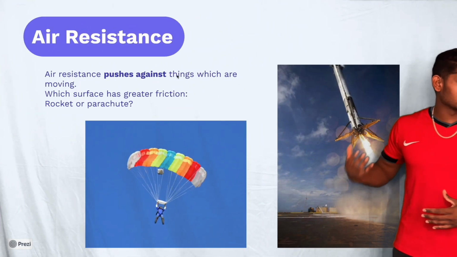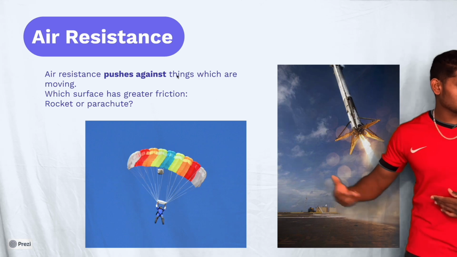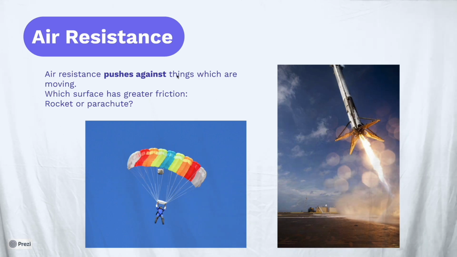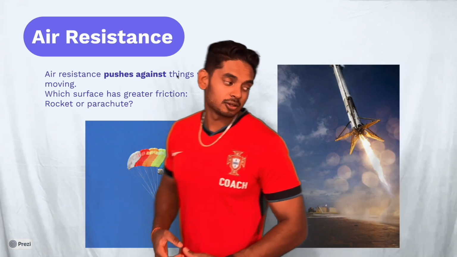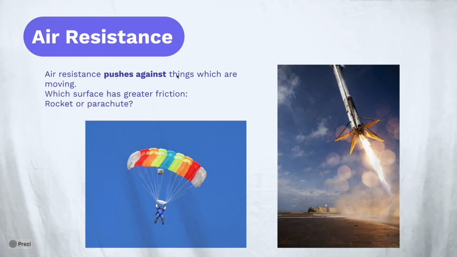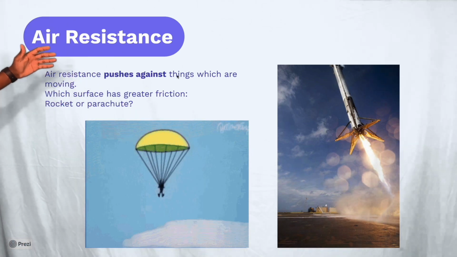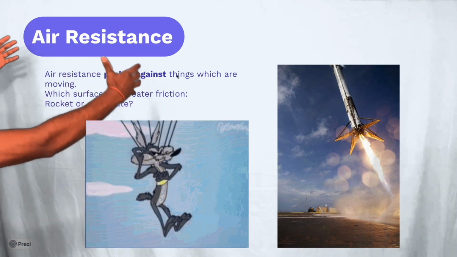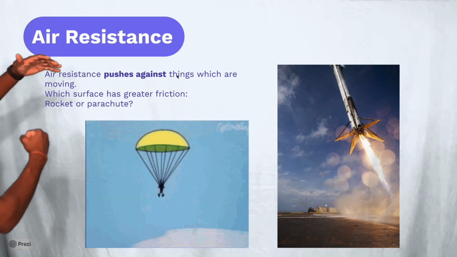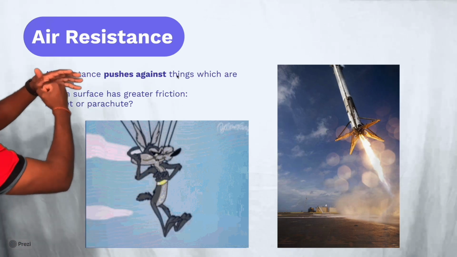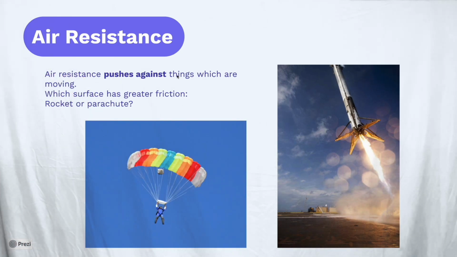Air resistance pushes against things which are moving. So check this out. Which surface has greater friction, the rocket or the parachute? Now, you should probably already know this one. The parachute, of course, has greater air resistance because it's like a big net catching a bunch of air. And that air is the friction. It's pushing against it. That's why we use parachutes, so we can land safely.